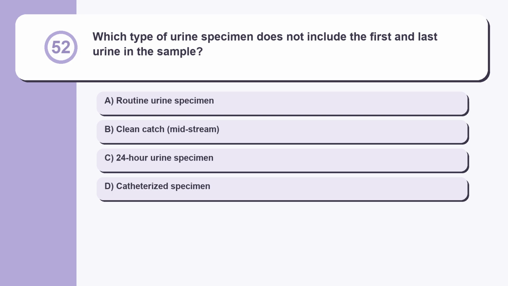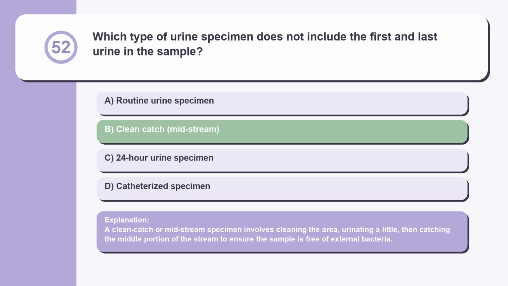Question 52. Which type of urine specimen does not include the first and last urine in the sample? Routine urine specimen, clean catch, midstream, 24-hour urine specimen, catheterized specimen. A clean catch or midstream specimen involves cleaning the area, urinating a little, then catching the middle portion of the stream to ensure the sample is free of external bacteria.